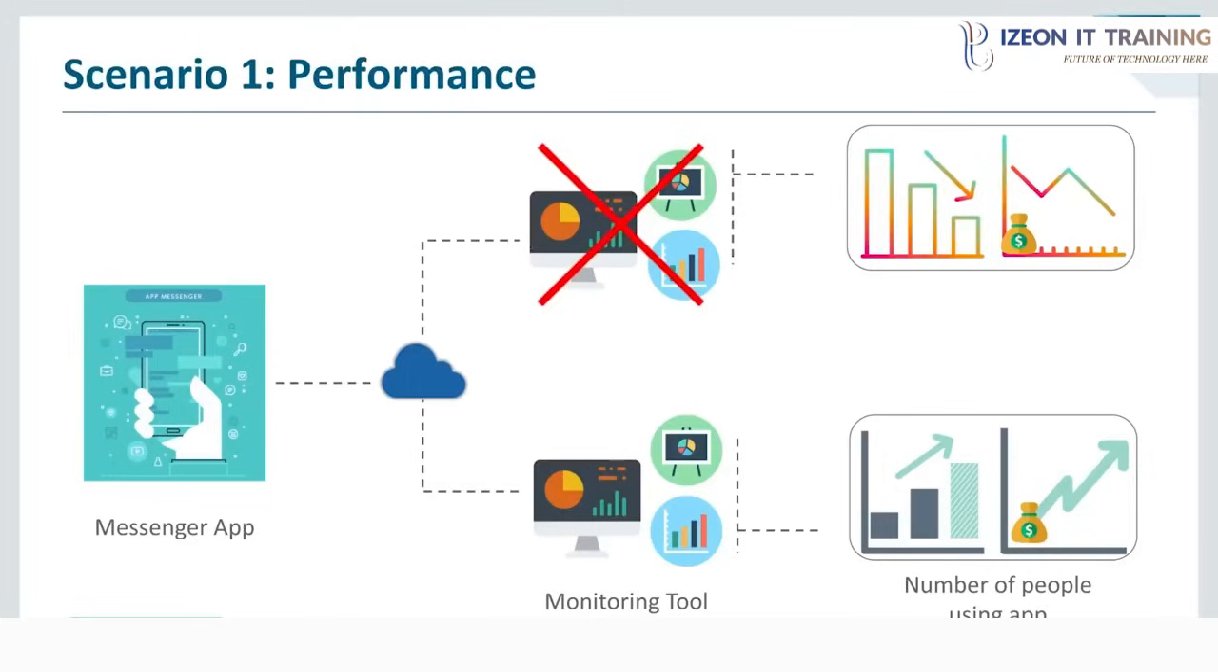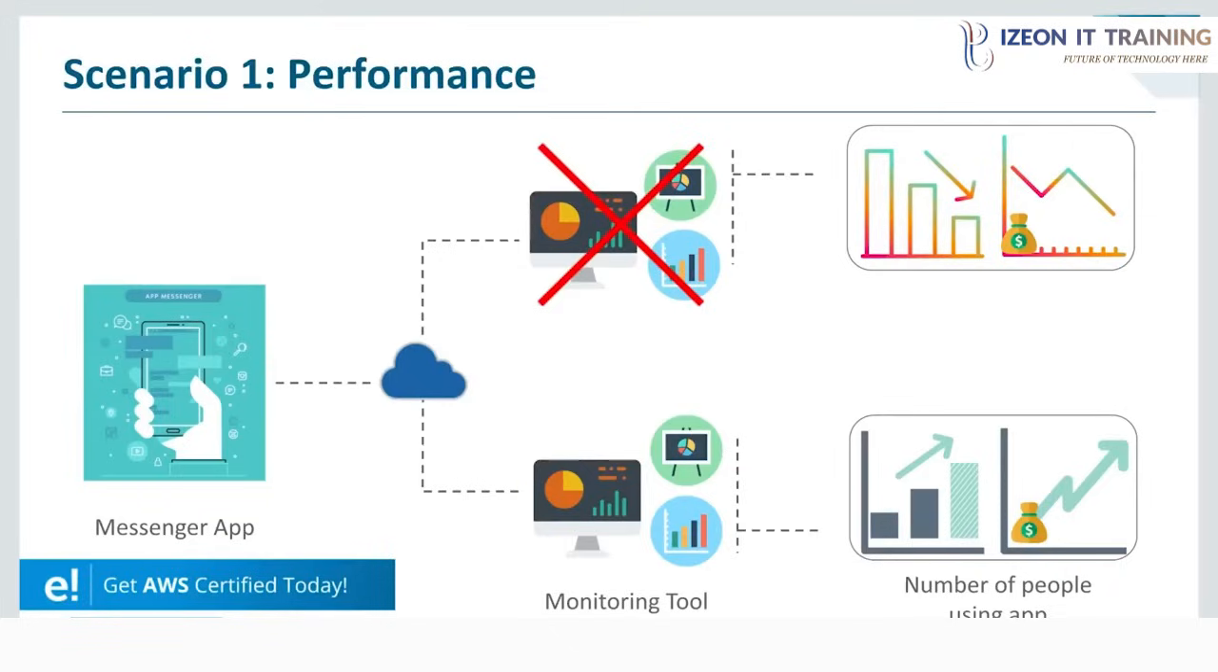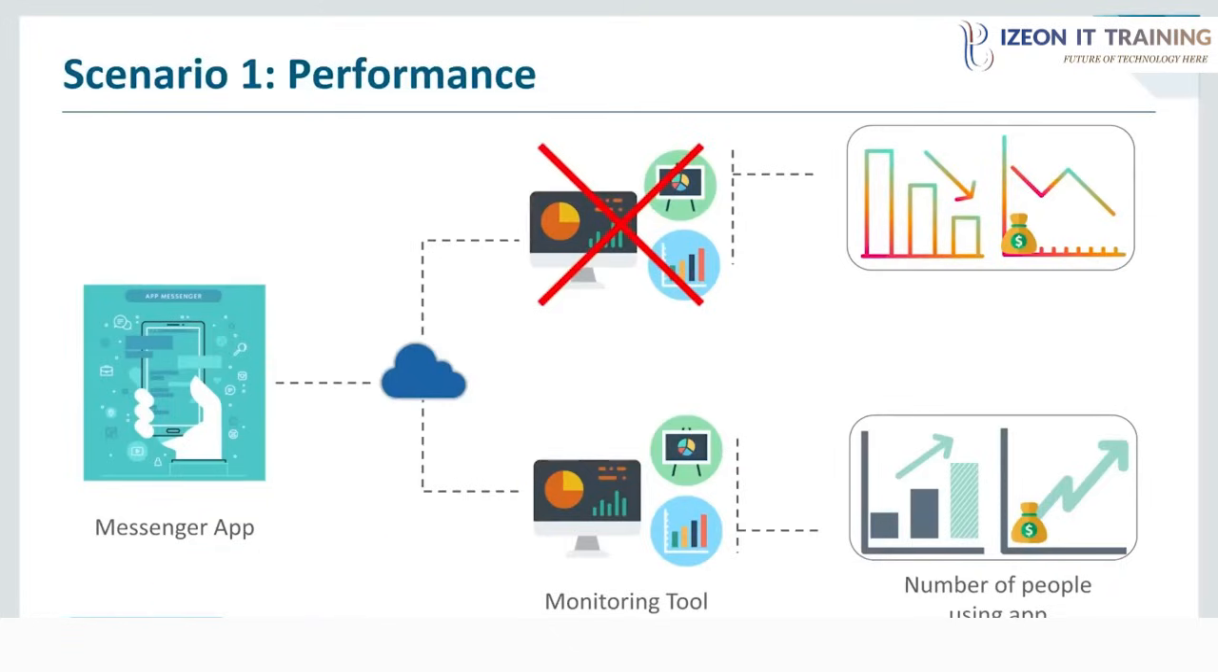Well, one solution for that is to employ a monitoring tool. This monitoring tool will provide you insights regarding how your application is performing on cloud. And with this data, you can make necessary improvements and you can also make sure that your application is on par with today's customer needs. And definitely after a while, you'll notice that the number of people using your application has increased.